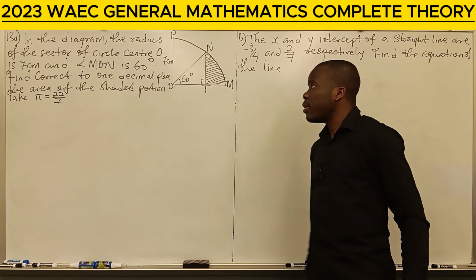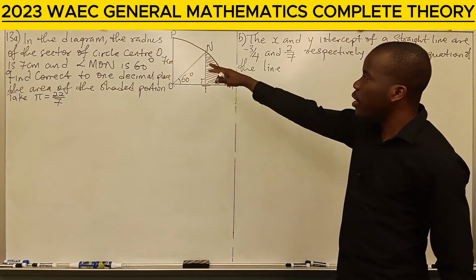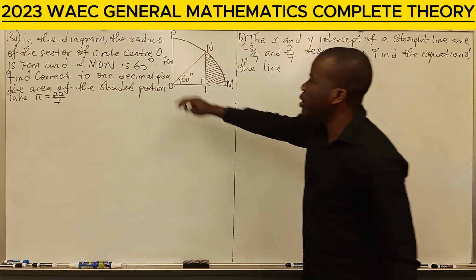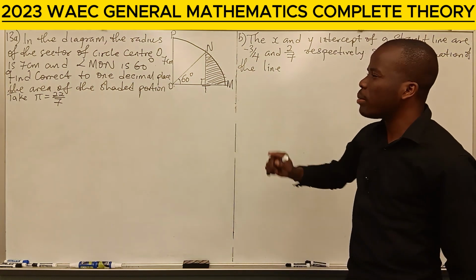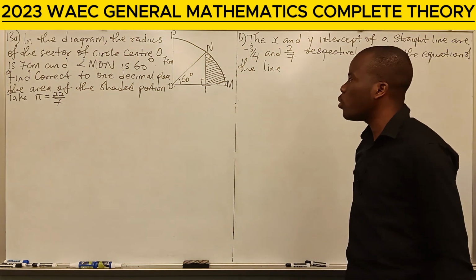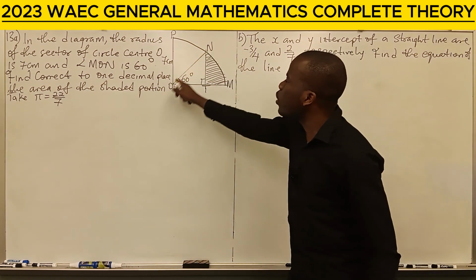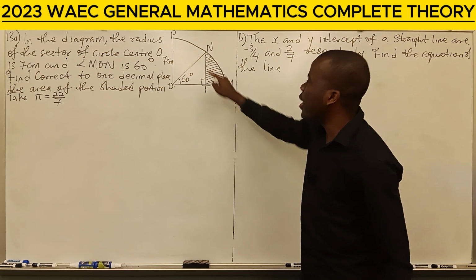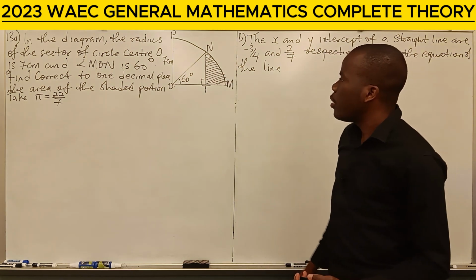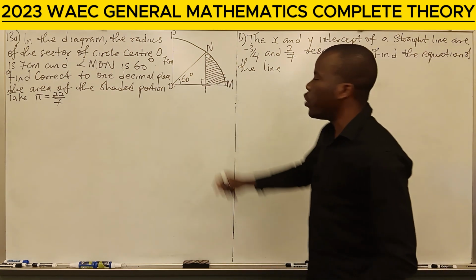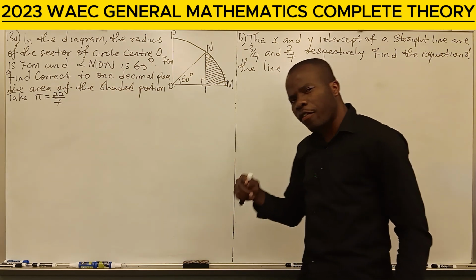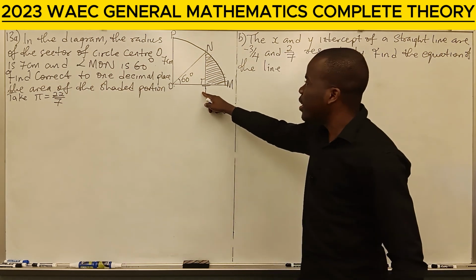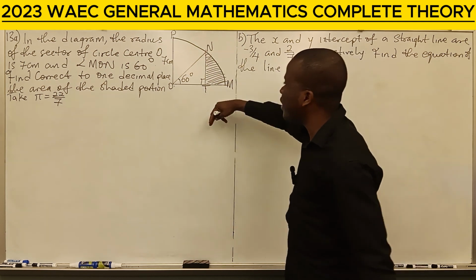For question 13, we are told that in the diagram, the radius of the sector is 7 cm and angle MON is 60. Find correct to one decimal place the area of the shaded portion. So we can use the area of this sector minus the area of this triangle to get the area of the shaded portion. Now for us to get the area of this triangle, remember that area of a triangle is half base times height. We don't know what the base is, neither do we know what the height is.